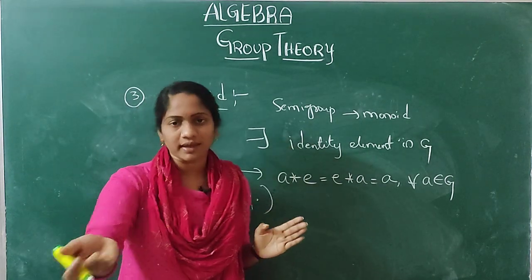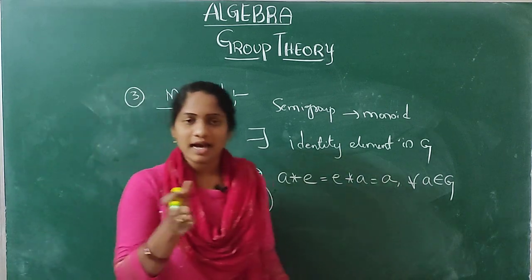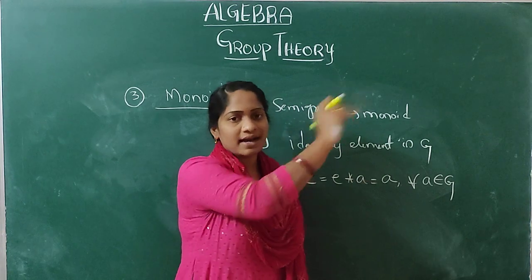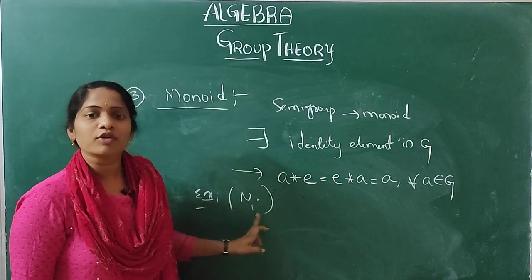If you take 1, 2, 3 under multiplication, LHS equals RHS: A star B, star C, is equal to A star of B star C. Yes, the property is satisfying. So therefore this N comma dot is a semigroup.